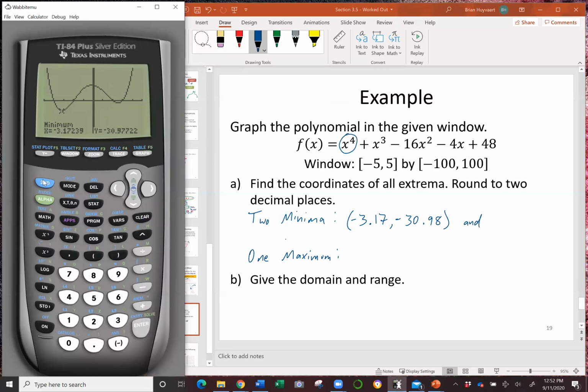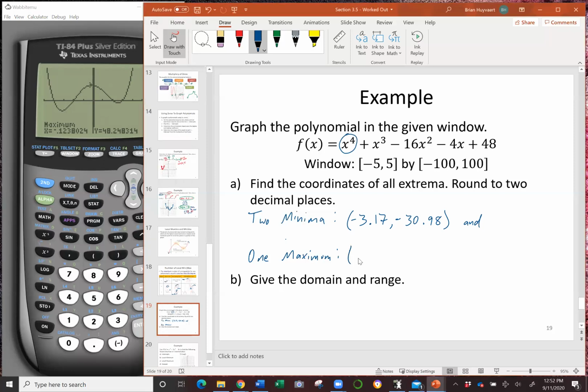For the max, right, let's go second trace. The 4th one is a max. So left bound somewhere here, right bound somewhere here, hit enter. So our max is going to be negative 0.12 comma 48.25 if we're rounding. The second min I'm maybe going to come back to if I need, but I think that's fine. We showed how to find one of those, so I think you can go through that.